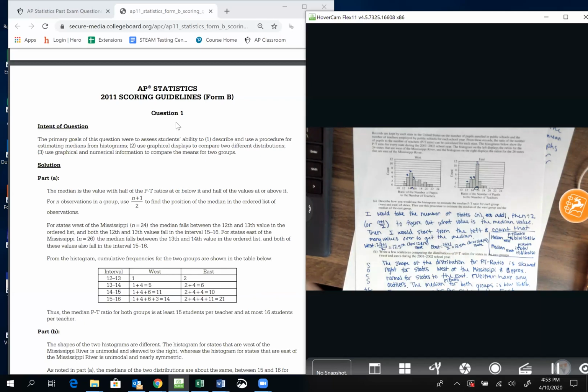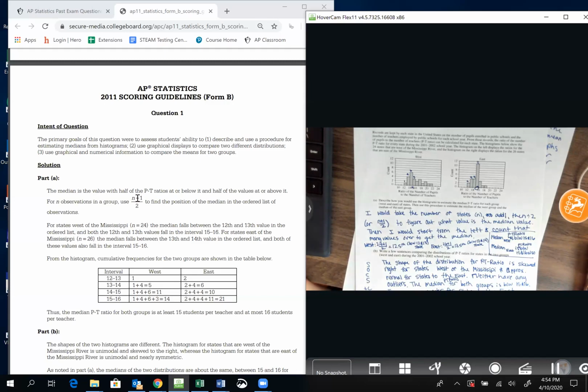I would take the number of states n and add 1, then divide by 2, or just write an equation, n plus 1 divided by 2, to figure out what value is the median value. Then I would start from the left and I would count that many values over to get the median. So for west, it's 24 plus 1 divided by 2 is 12.5, so it's between the 12th and 13th state. East, 26 plus 1, which is 13.5, so it's between the 13th and 14th state.